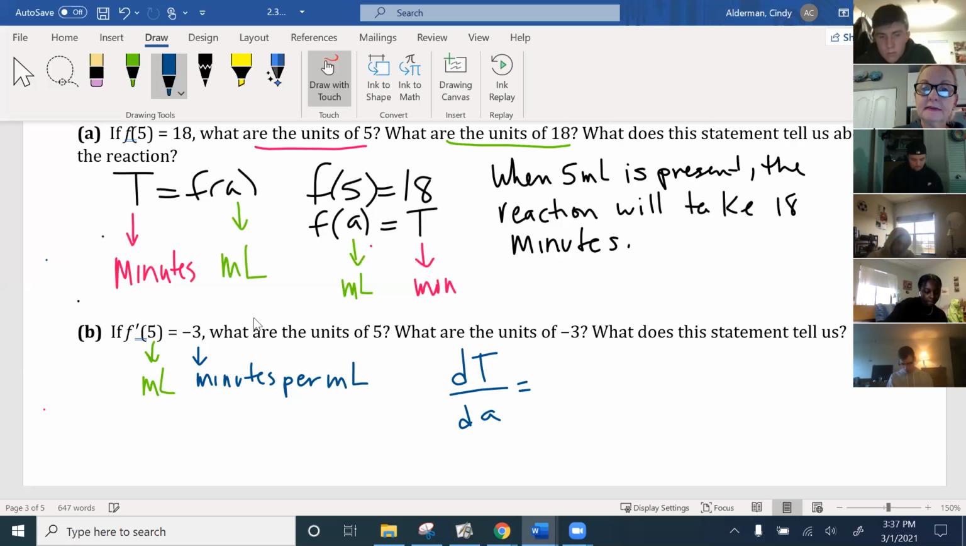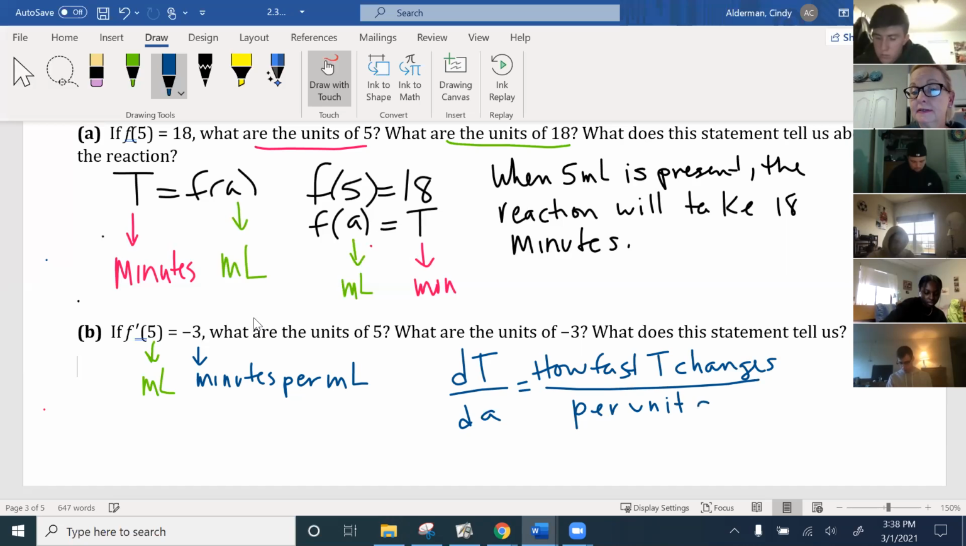And remember, this is how fast T changes per unit A. So what does this mean? It means that if the catalyst increases by 1 unit, let's say from 5 to 6, then the reaction will decrease by how much?